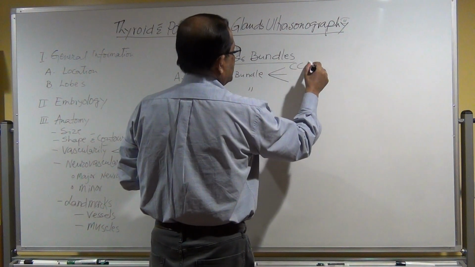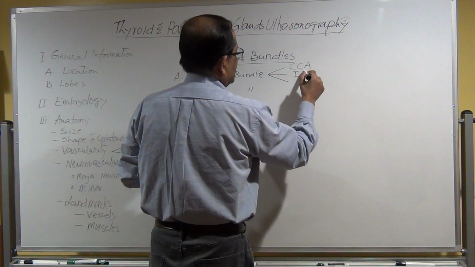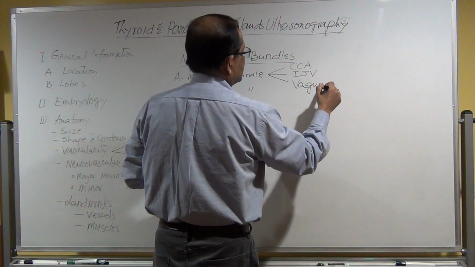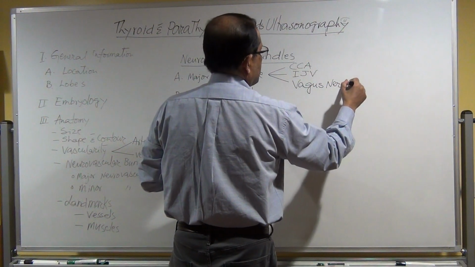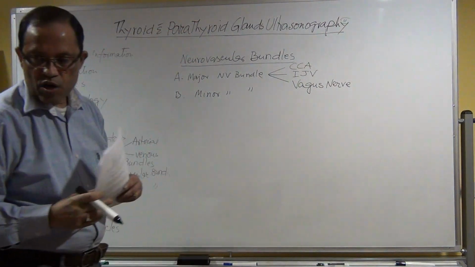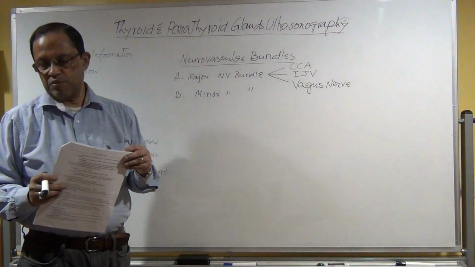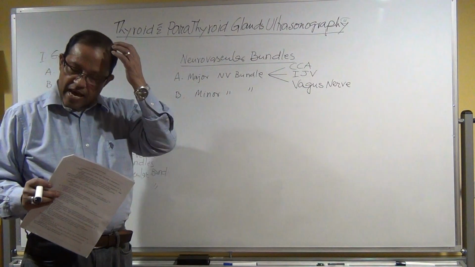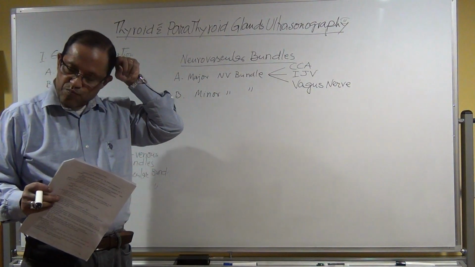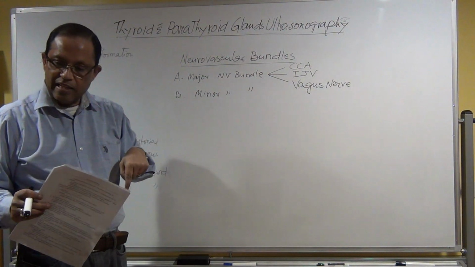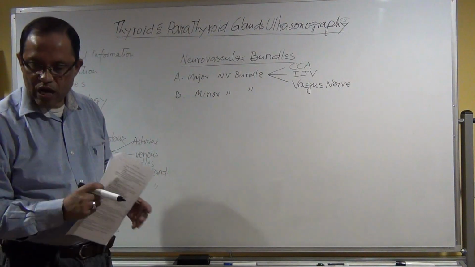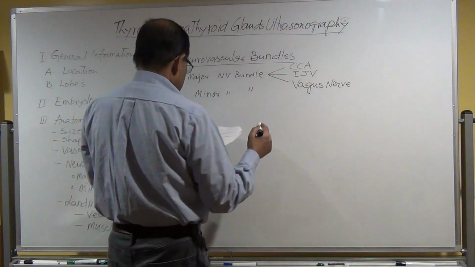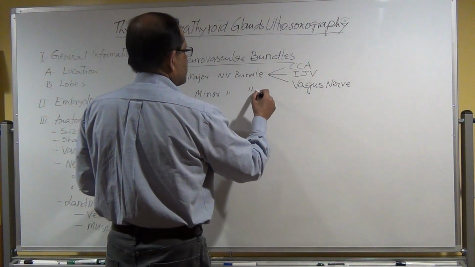One is common carotid artery, internal jugular vein, and the vagus nerve. Vagus nerve is one of the extracranial nerves out of 12. There are 12 extracranial nerves. They arise in the brain and they come from the brain through the skull and they supply our body organs. So this is vagus nerve, and the minor neurovascular bundle is also three.